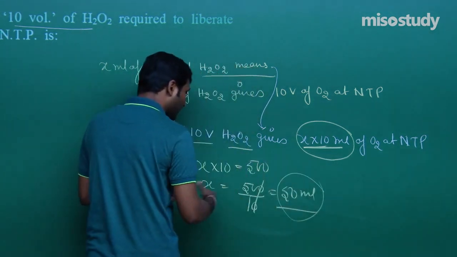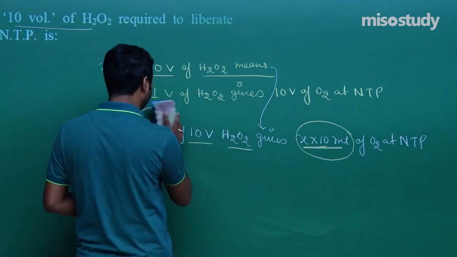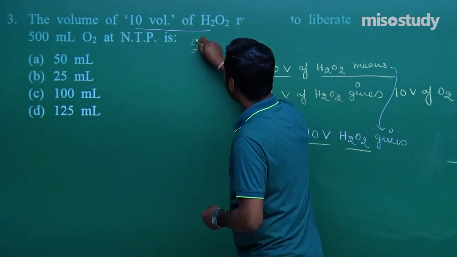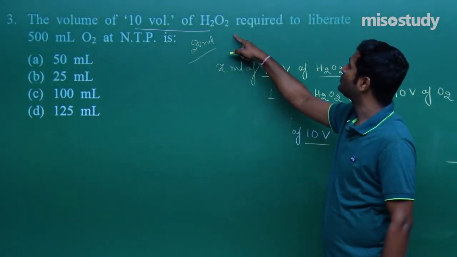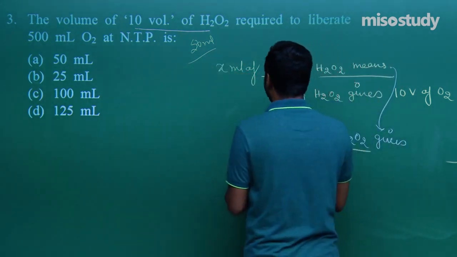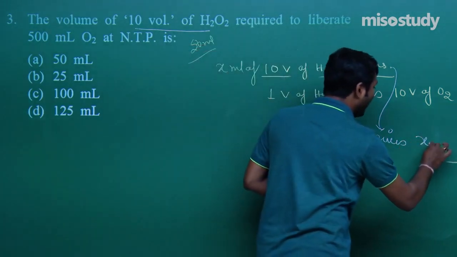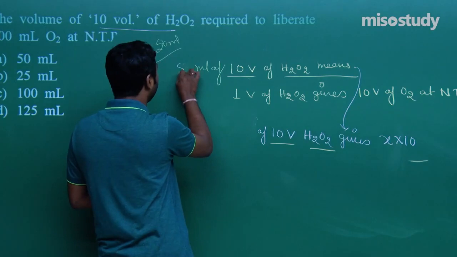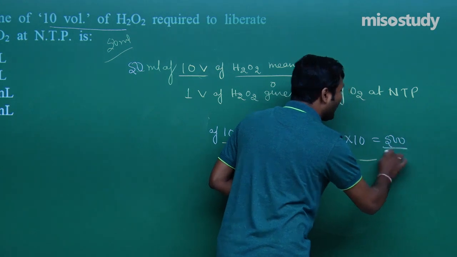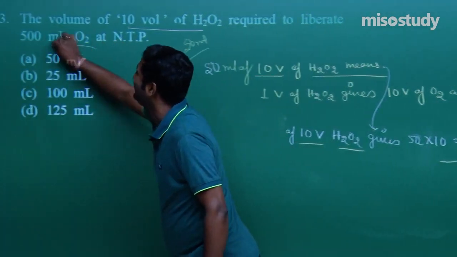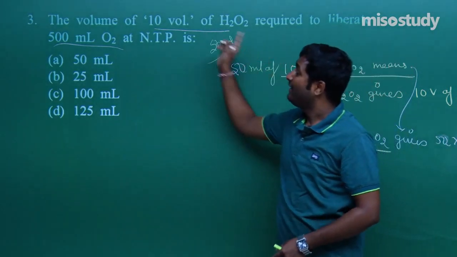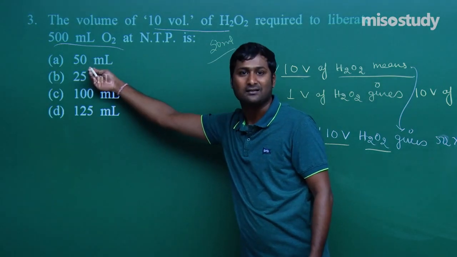Check it out. If the question is like this, 50 ml of 10 volume H2O2 gives how many ml of O2? As we know, X ml gives you X into 10, then put here 50 ml. Then what will happen? That is 50 into 10, that is 500 ml of O2. Look at here, given 500 ml of O2. So this is the complete explanation. Put the answer, you will get the answer.